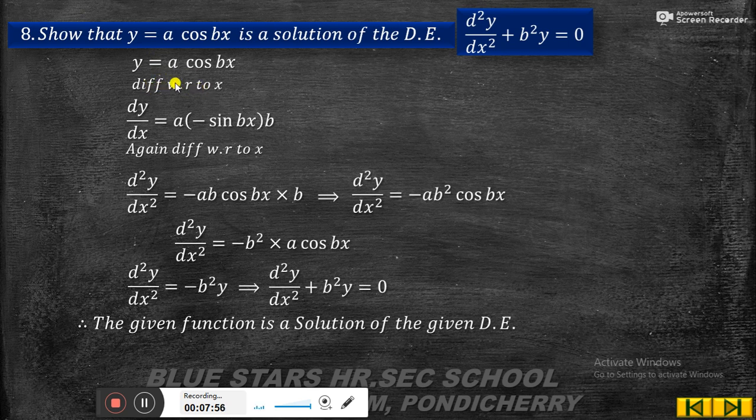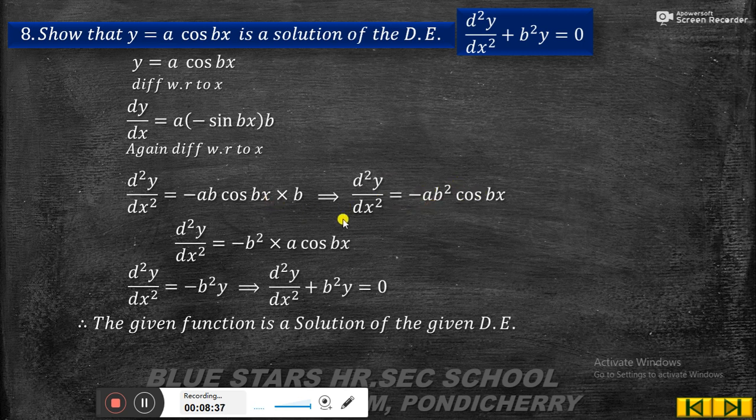On both sides I take the differentiation, d by dx of y equal to d by dx of a cos bx. So dy by dx equal to a into, and differentiating, d by dx of cos bx is minus sin bx into b. So the next step, again differentiate with respect to x. So d by dx of dy by dx is d square y by dx square equal to minus ab into d by dx of sin bx. The differentiation of sin bx is cos bx into the differentiation of bx, which is b, which implies d square y by dx square equal to minus a b square into cos bx.